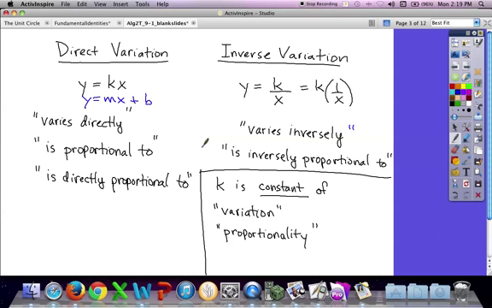Right? The k in either case, right? This k is a constant, meaning it does not change. x and y change. They're variables, but k does not change. It's a constant. And it's either called the constant of variation by the textbook or the constant of proportionality by the SOLs. That means the same thing.